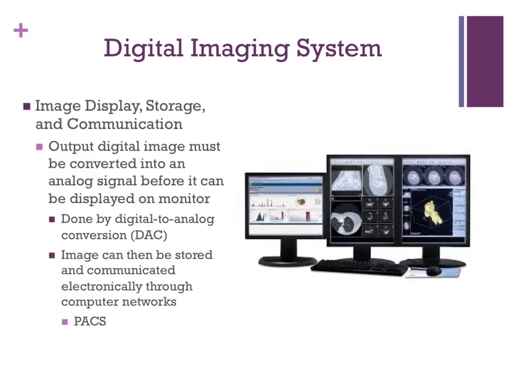For the image display, storage, and communications part, the output digital image must be converted into an analog signal before it can be displayed on the monitor. This is done by digital to analog conversion, or the DAC. The image can then be stored and communicated electronically through computer networks, such as PACS.